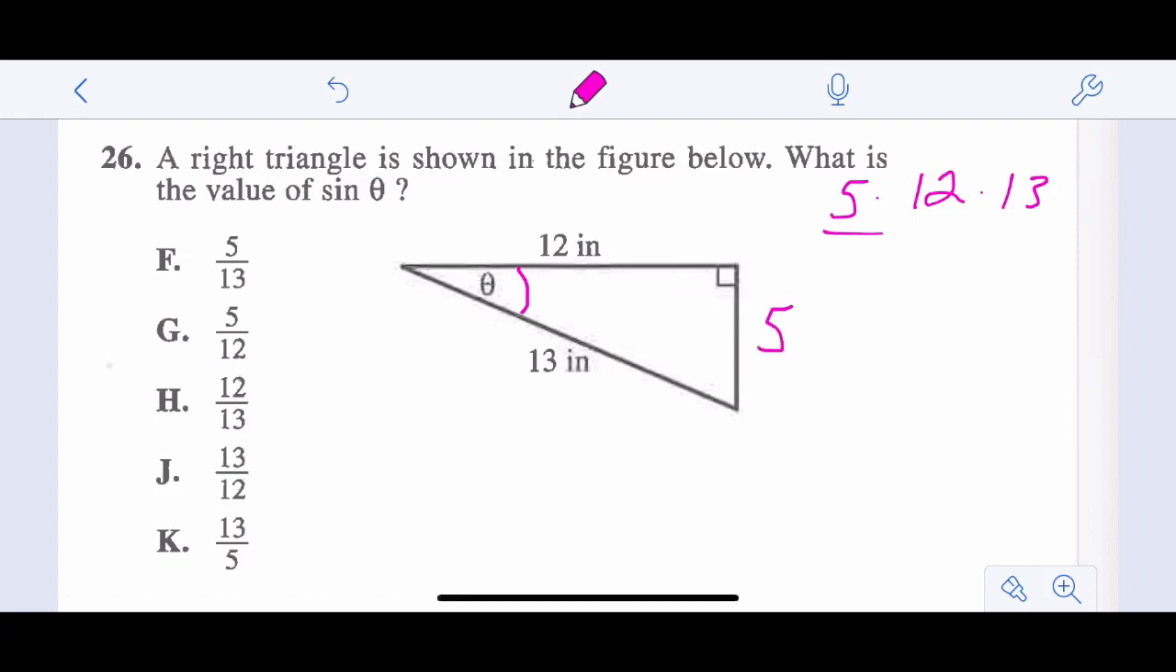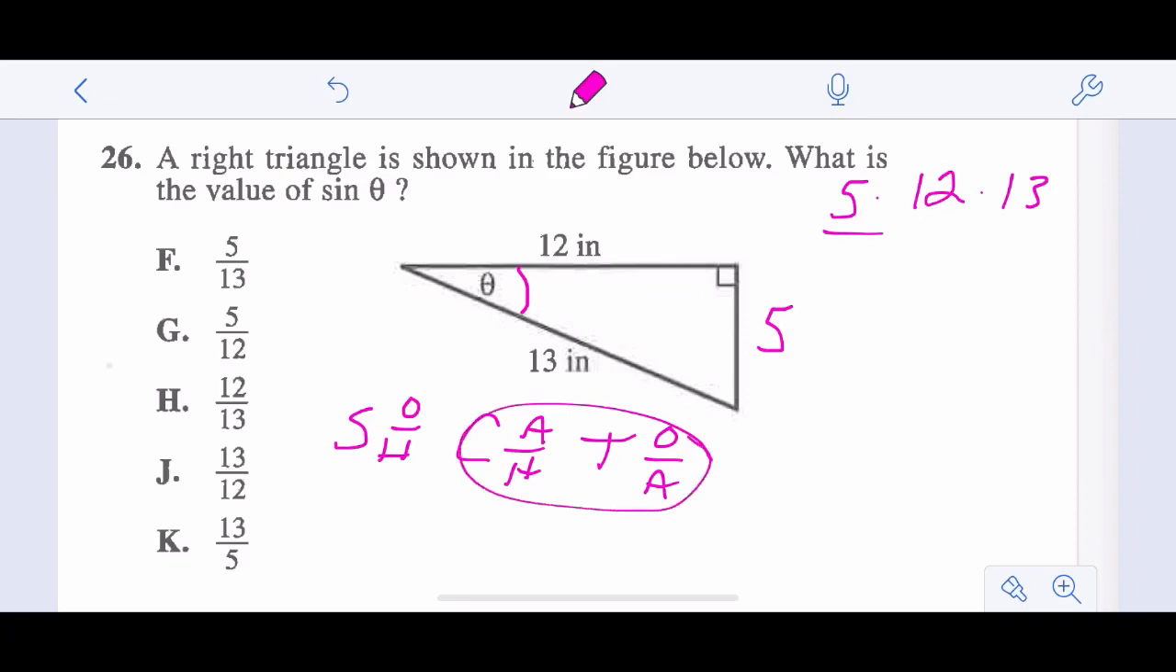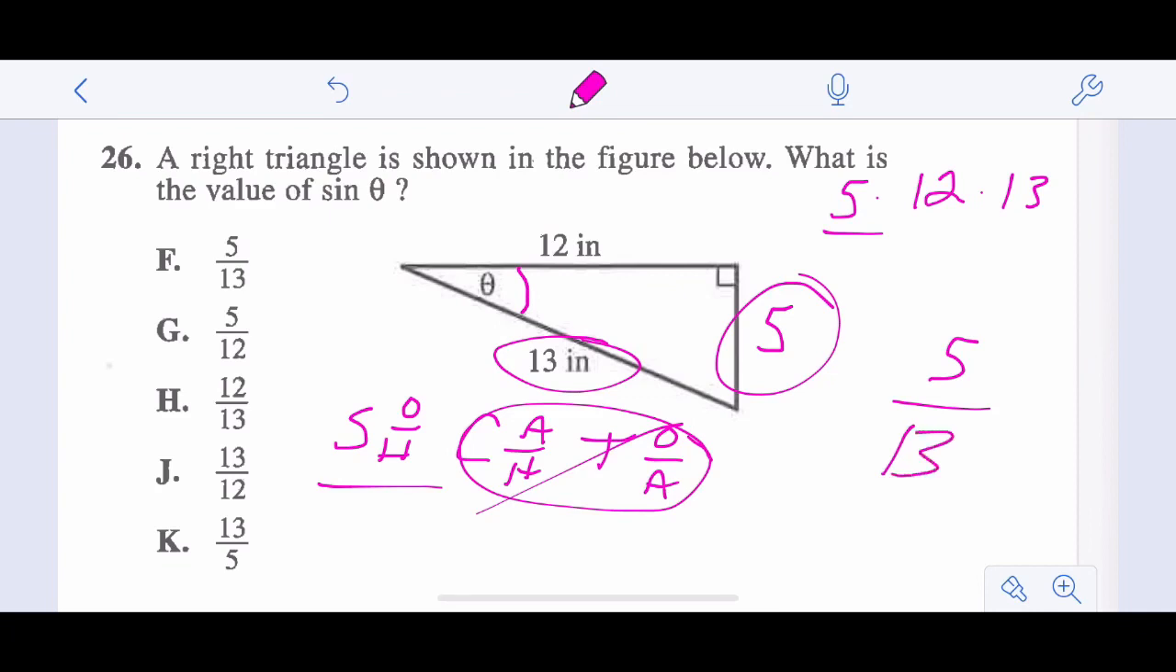Now we need SOHCAHTOA. Sine is opposite over hypotenuse, cosine is adjacent over hypotenuse, and tangent is opposite over adjacent. Of course, there's no need to write these out because we're only using sine. So we have the opposite, which is 5, over the hypotenuse, which is 13. So that's our answer, 5 over 13, F.